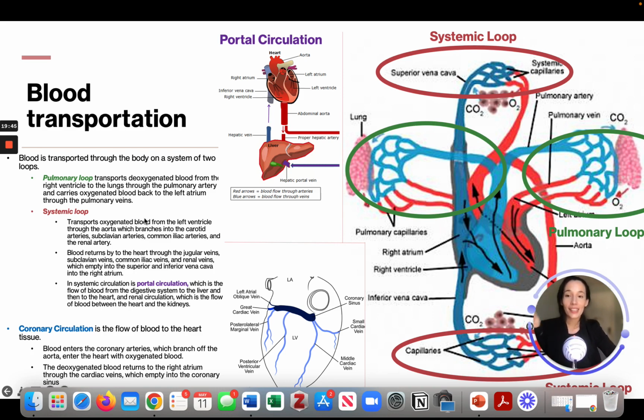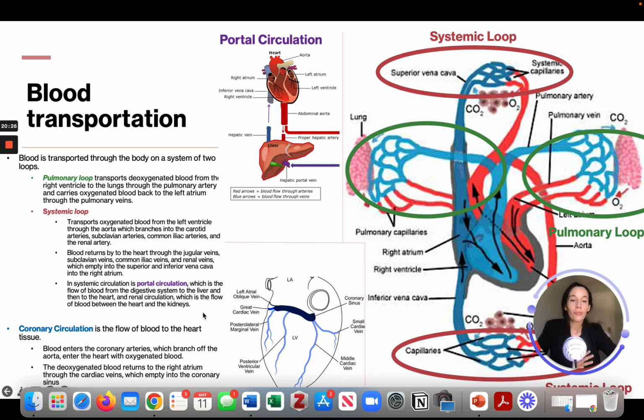Then there is a systemic loop. So this transports oxygenated blood from the left ventricle through the aorta, which branches into the carotid arteries, subclavian arteries, common iliac arteries, and renal artery. And then blood is returned to the heart through the jugular veins, subclavian veins, common iliac veins, and renal veins, which empty into the superior and inferior vena cava in the right atrium. Within systemic circulation is portal circulation, which is the flow of blood from the digestive system to the liver and then the heart, and the renal circulation, which is the flow of blood between the heart and the kidneys.